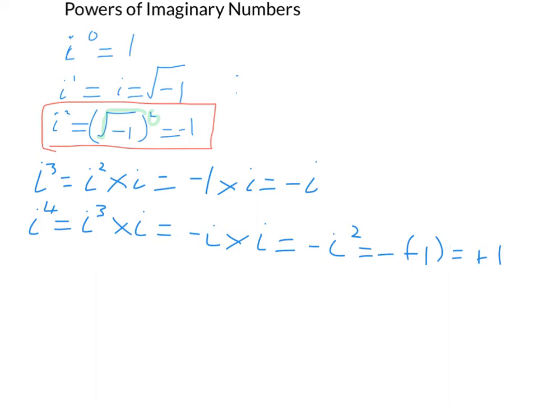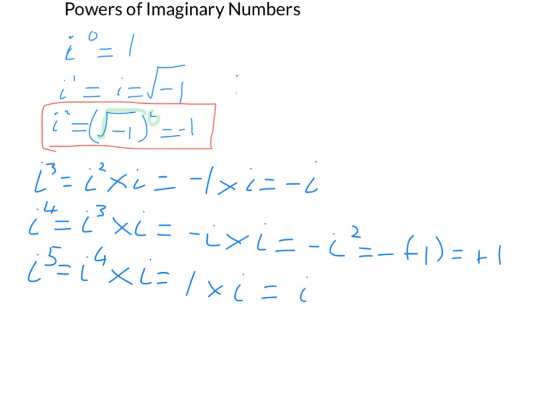So at this point now we will start to see a pattern forming. So let's look at i to the power of 5. Well, that pattern makes things a little bit easier. So i to the power of 5 is going to be the previous one times i. So i to the power of 4 times i. i to the power of 4 we know is just 1. So 1 times i is i.